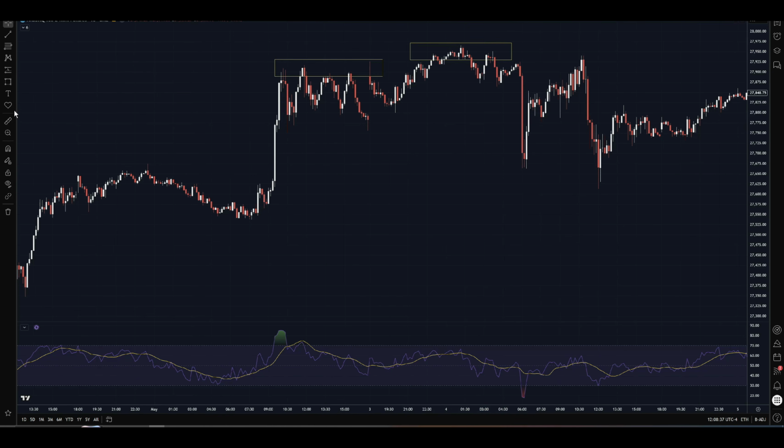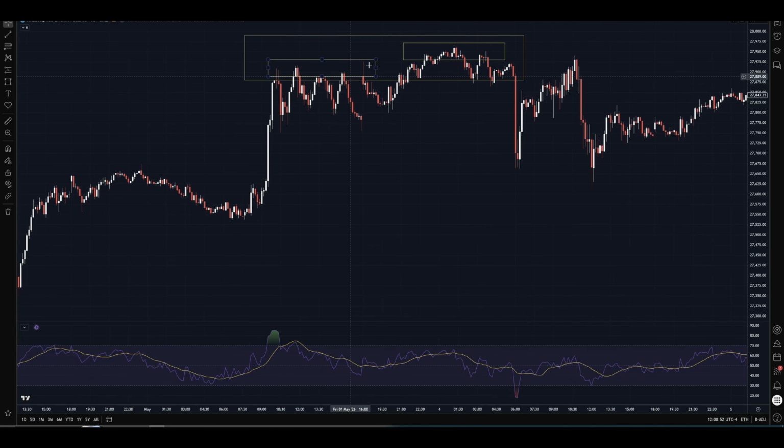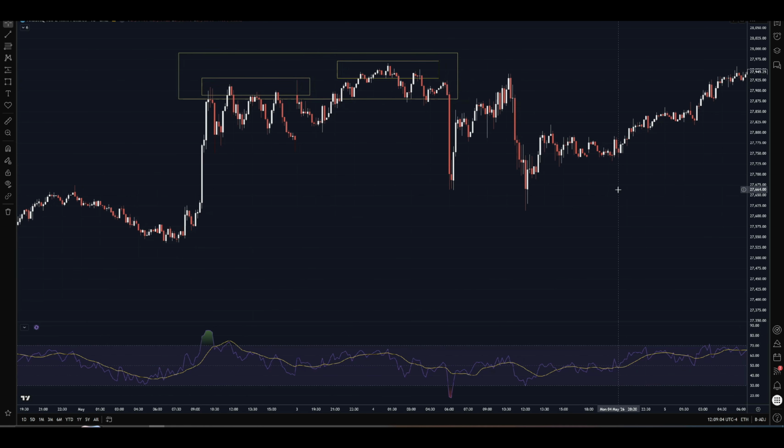So possible resistance here. As long as the market remains below this whole structure, this whole zone, it's kind of hard to go long here, okay? Because you obviously have sellers here. Even if we are in an uptrend, this tells you that you could potentially have short setups, as the structure is telling you that you have resistance in that zone.